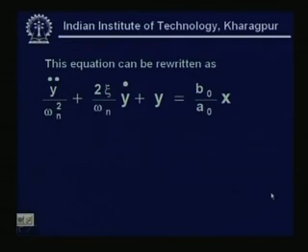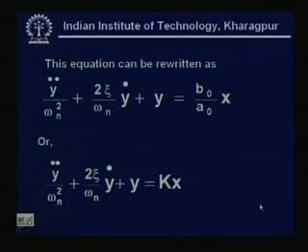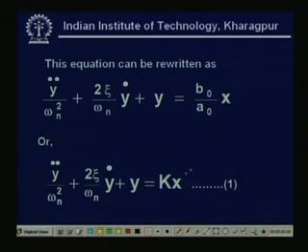Now, this equation can be rewritten as y double dot upon omega n square plus 2 xi upon omega n y dot plus y equal to B naught upon A naught into x. Or I can write y double dot upon omega n square plus 2 xi upon omega n y dot plus y equal to Kx. We know that in the case of first order systems also, K is basically the static sensitivity of the system, which is equal to B naught by A naught.